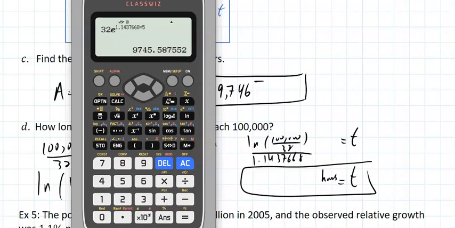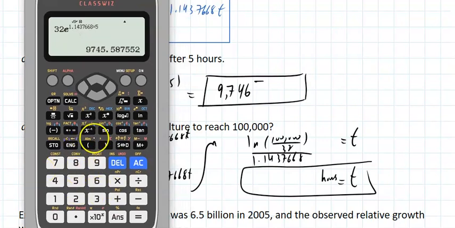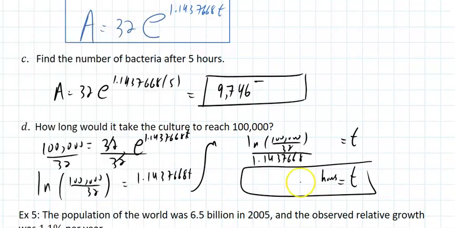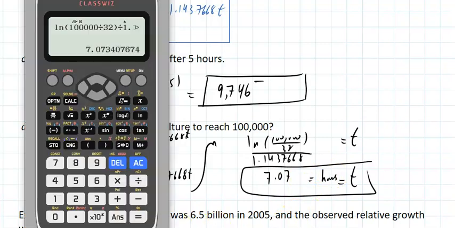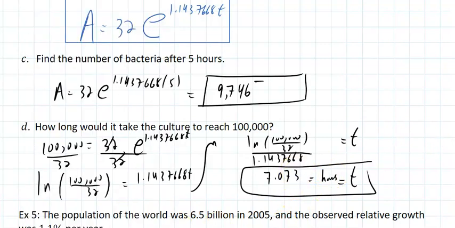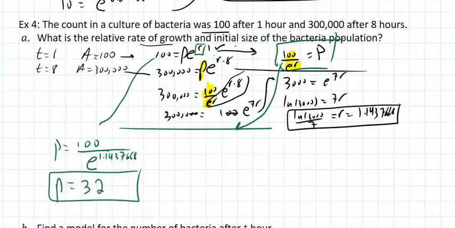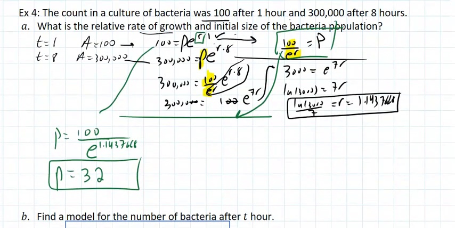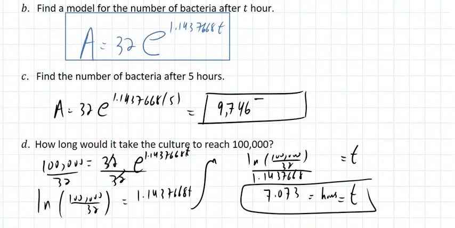If I plug this in my calculator, I'll take natural log of 100,000 divided by 32 over 1.1437668, and t will be 7.07 hours. So notice, in 8 hours it reached 300,000. To reach 100,000 it has to be less than 8 hours.